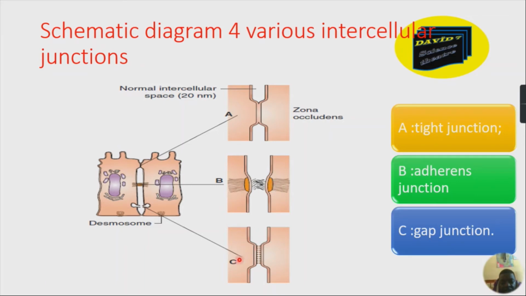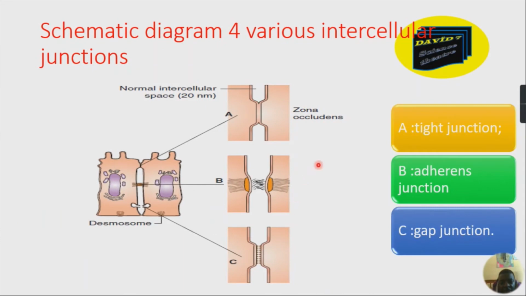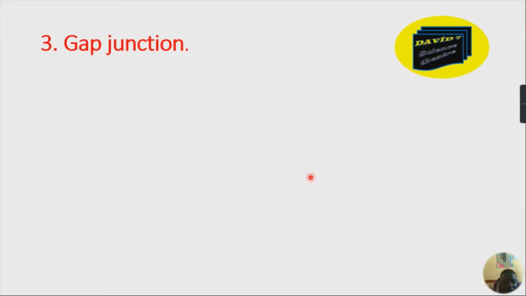Then C is called a gap junction. This, we're going to look at it, okay? This is called a gap junction. As you can see, a gap junction. All right. So that is a schematic diagram for various intercellular junctions. But we'll say that this is found in the cells of the epidermis. So let's continue. Gap junction.